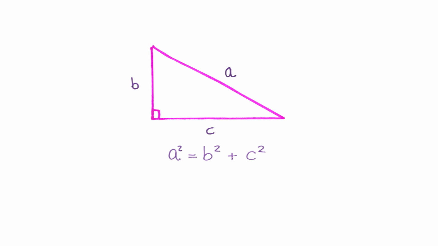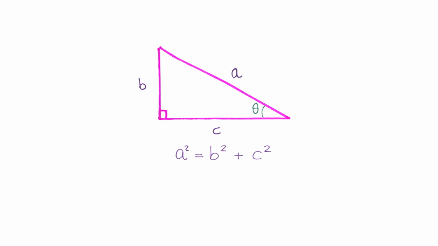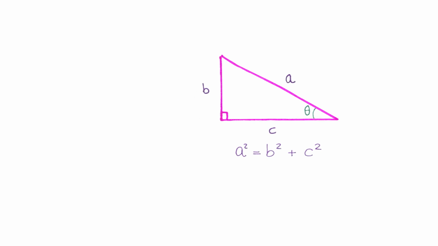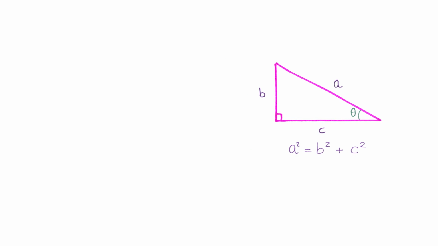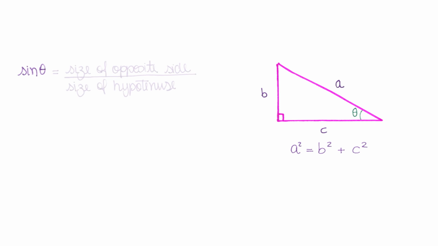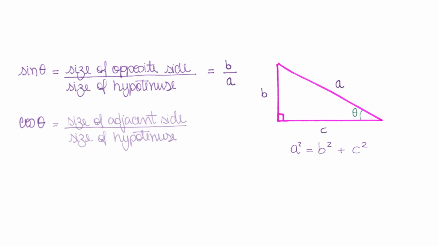Let me show you. Choose one of the remaining angles in the triangle. Okay, I'll call this one angle theta. So the sine and cosine are mathematical functions with specific definitions. The sine of theta is the ratio between the length of the side opposite to the angle and the length of the hypotenuse. The cosine of theta, on the other hand, is the ratio between the length of the side adjacent to it and the length of the hypotenuse.